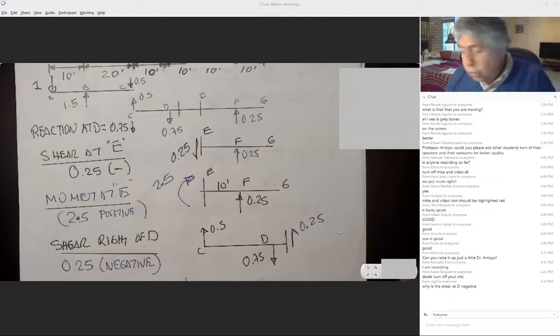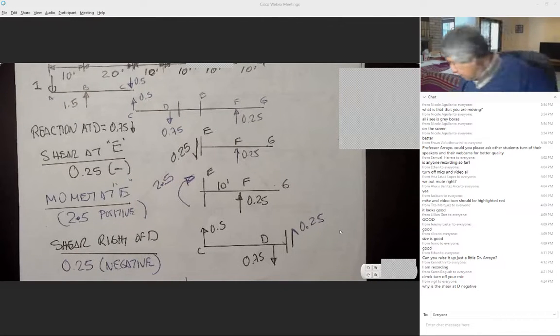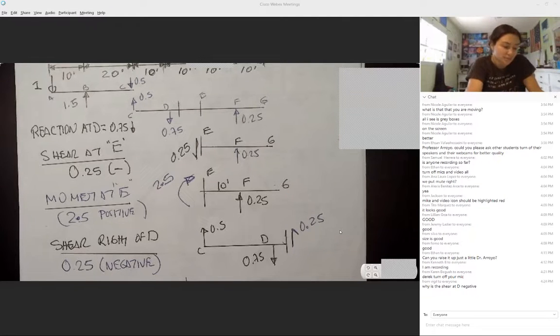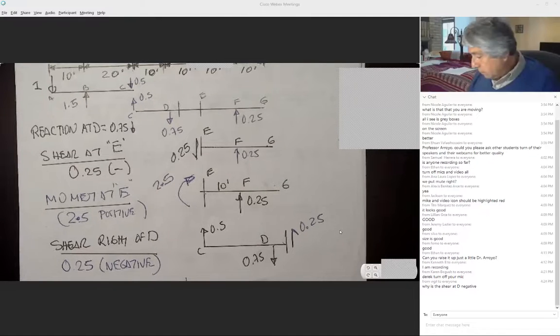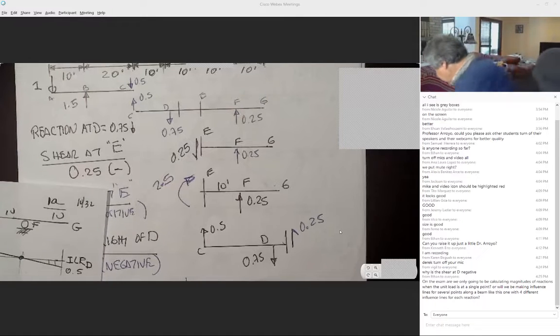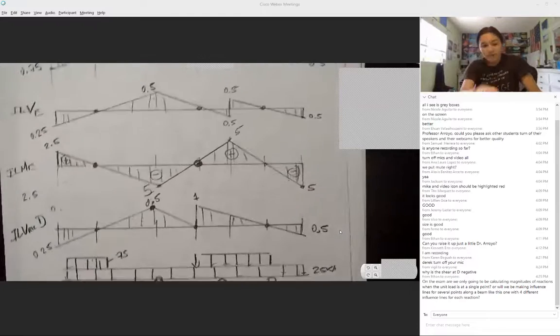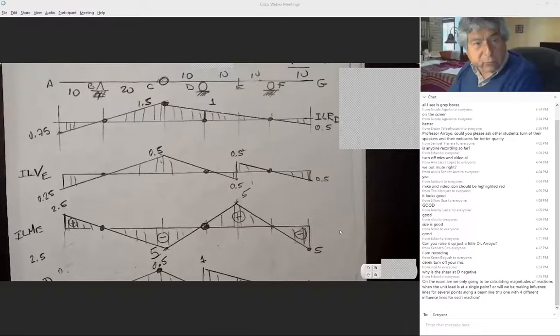So with all these values, I'm going to jump to page 10. Let me see what page. Page 10. I'm going to show you the different influence lines.